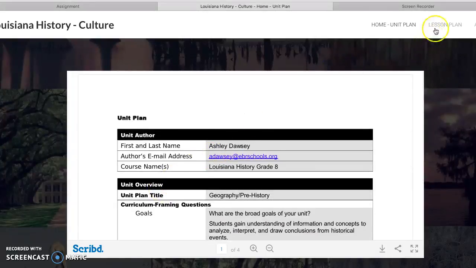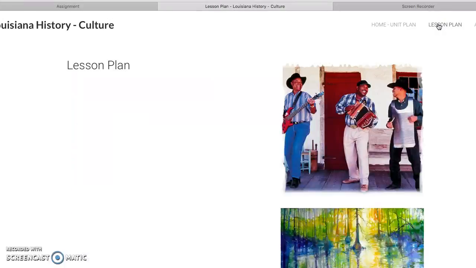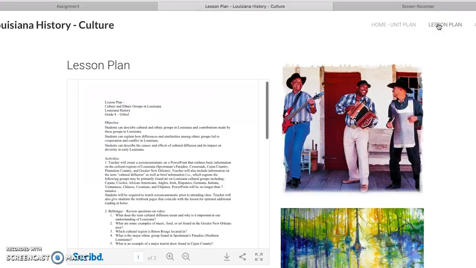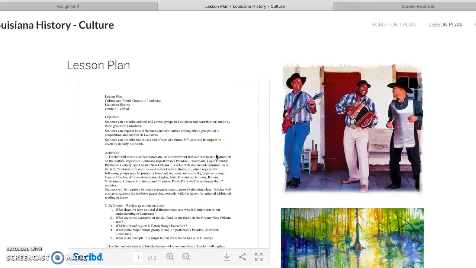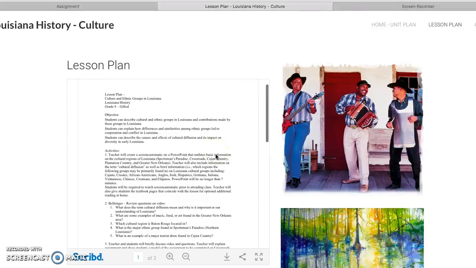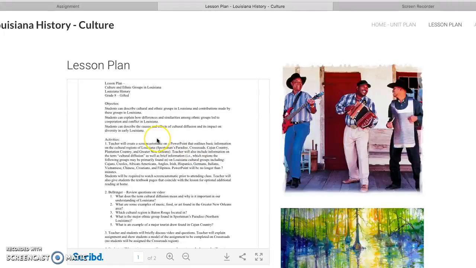Okay, so moving on to the lesson plan. The lesson plan itself is culture and ethnic groups in Louisiana, the one that I chose to do for this project. So my objectives: students can describe cultural and ethnic groups in Louisiana and contributions made by these groups. They can explain how differences and similarities among ethnic groups led to cooperation and conflict in Louisiana. And they can describe the causes and effects of cultural diffusion and its impact on diversity in Louisiana.